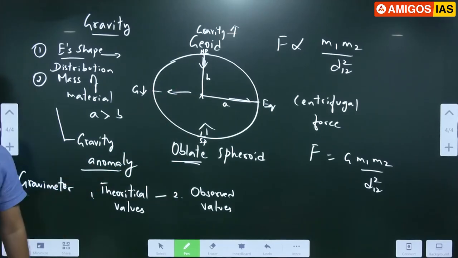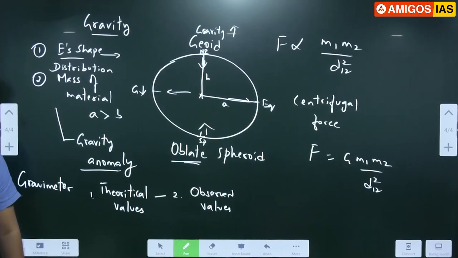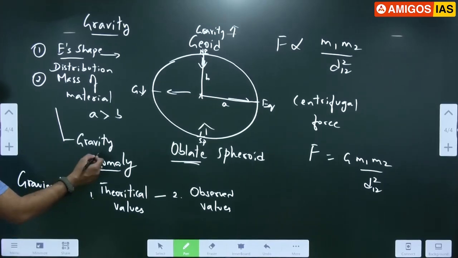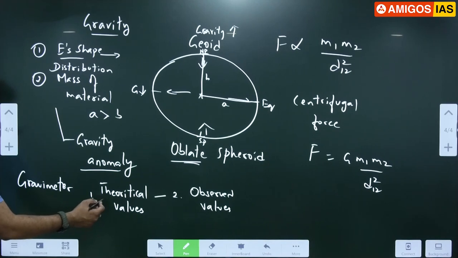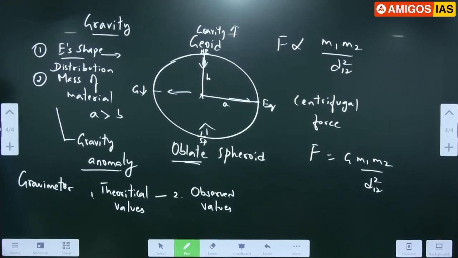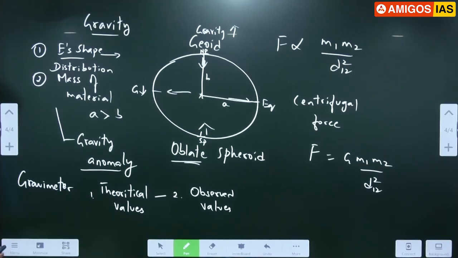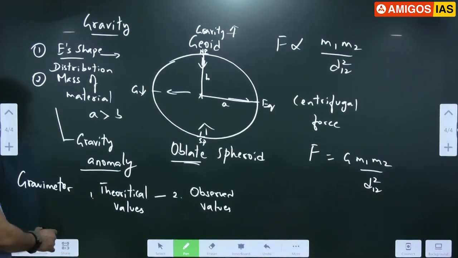I'll show you now. Theoretical values and observed values. Please write. The variation in gravity is measured by taking the difference between theoretical value and observed value. By taking a difference between theoretical value and observed values. Okay. Can I continue?